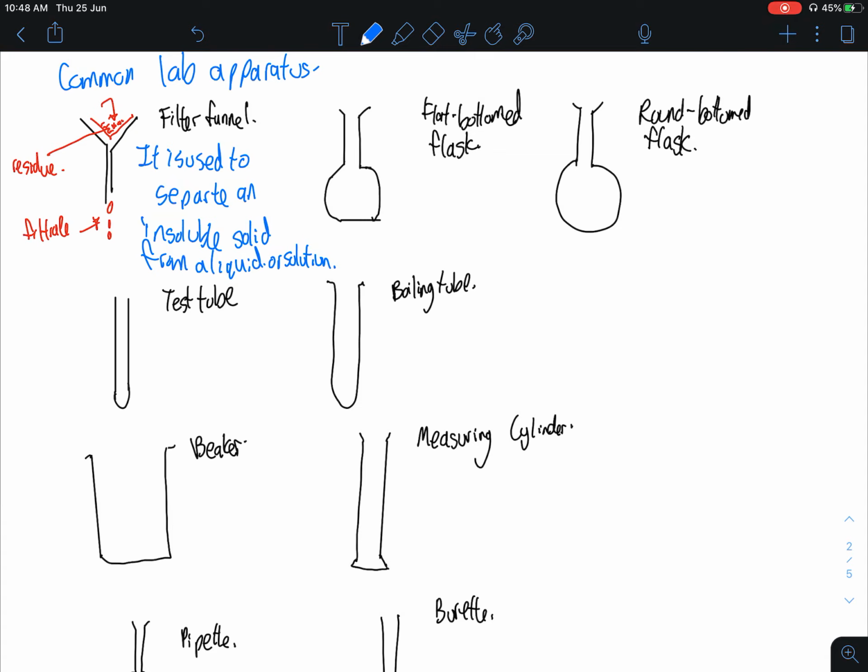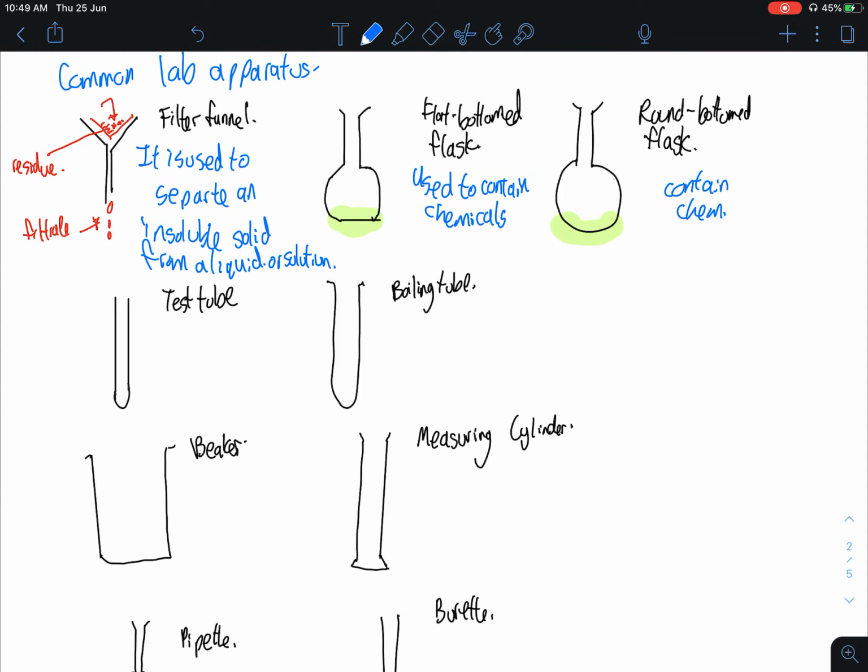Next we look at the flat bottom flask. The flat bottom flask and the round bottom flask are more or less the same. The only difference is that one is flat at the bottom and the other is more round. What is it usually used for? It's used to contain your chemicals, and most of the time it is used when you are doing your experiment to prepare it. Actually, both are also used for collection or to contain your chemicals.